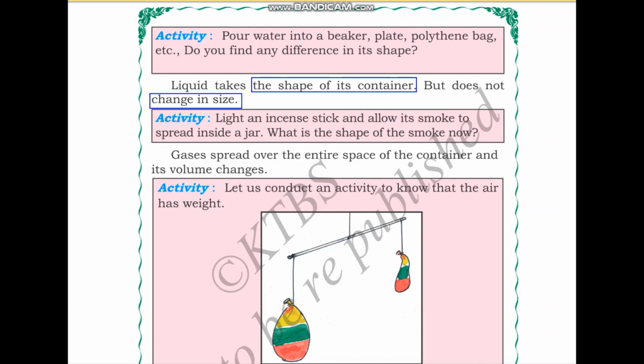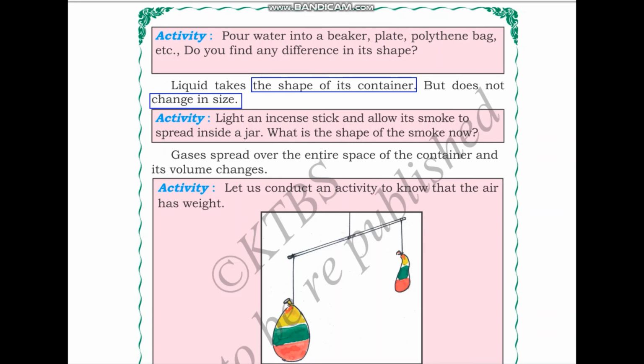Next, light an incense stick and allow the smoke to spread inside a jar. What is the shape of the smoke now? So, if you want to find the shape of a gaseous substance, let us do this activity.